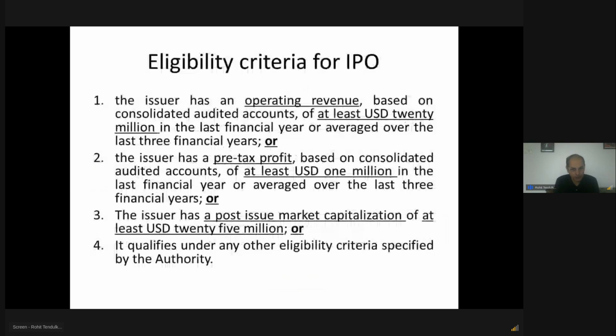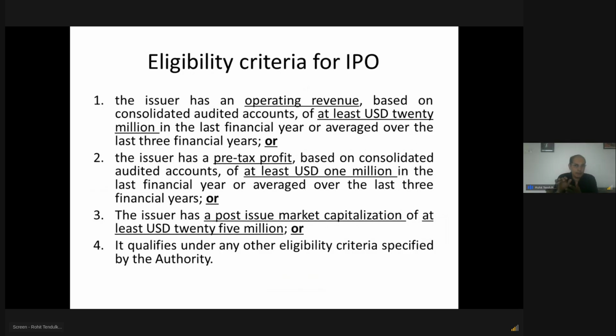Eligibility criteria for IPO. There are three either conditions. The issuer has an operating revenue based on the consolidated audited accounts of at least $20 million in the last financial year or average over the last 3 financial years. Financial year means the financial year in the home jurisdiction. Suppose the issuer is from USA, then the financial year starts from 1st of January and ends on 31st December. Then the financial year is that year.